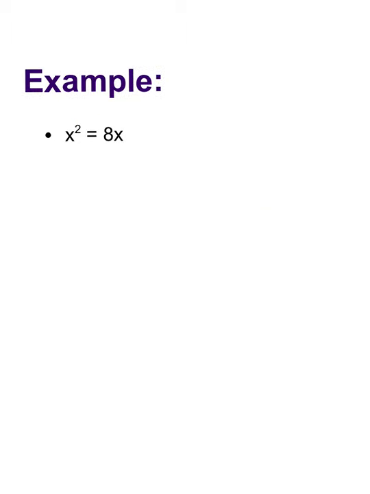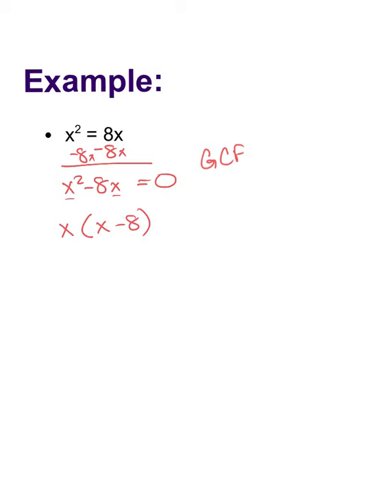If we look at the third example, again, the first thing that I notice is that it is not equal to 0. So I'm going to move the 8x over so that I can put it in standard form. This becomes x squared minus 8x equals 0. Now, if I look at those 2 terms, I notice that there's an x here and an x here. So if I factor that, this is factoring with a GCF, a greatest common factor. I can pull an x out of each term.